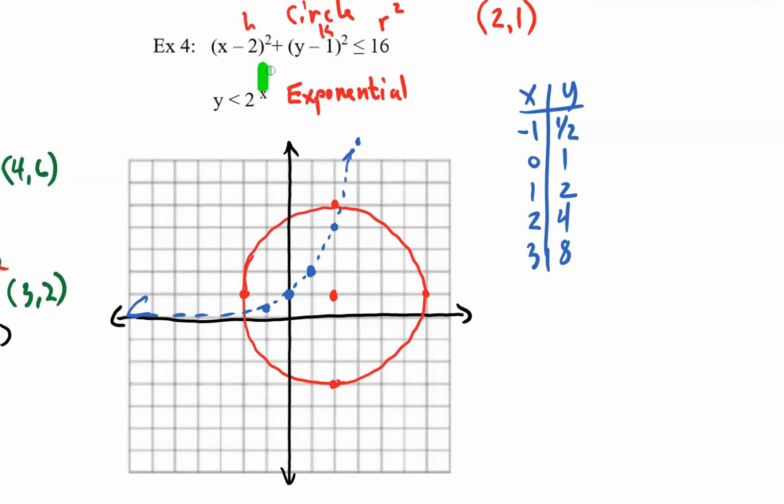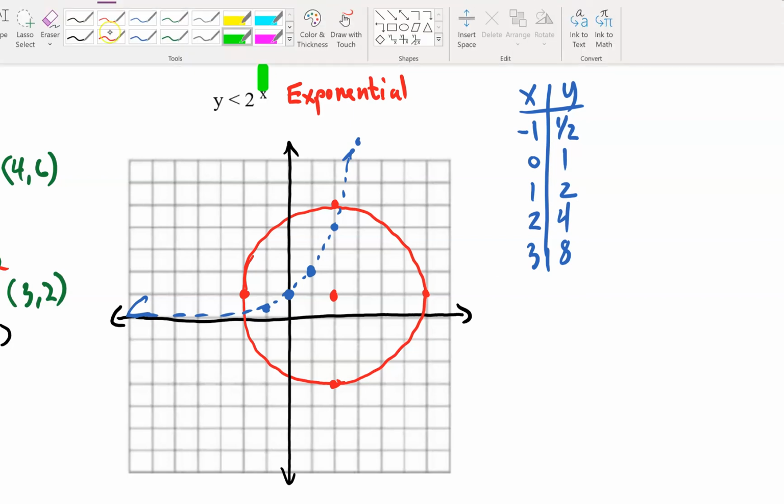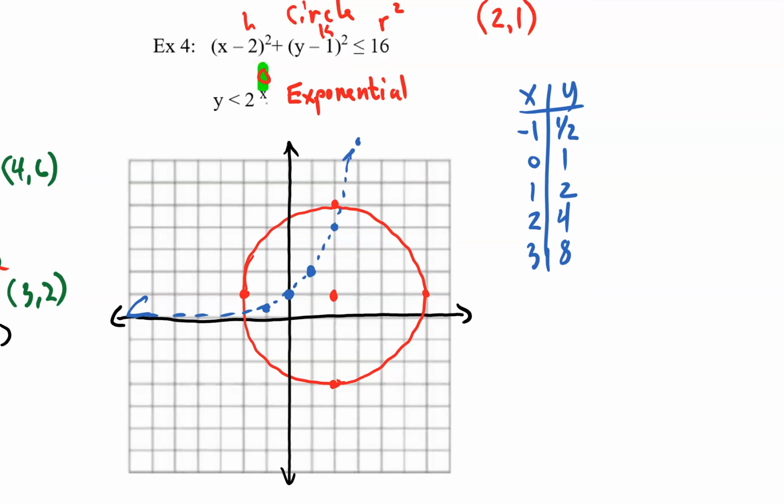If you put in 0 right here for x, 2 to the 0 is 1. Well, what is going on with this one? Actually, what did I just pick? I picked 0, 0. So this should be 0, sorry. And that means 0 is less than 1. That is true. So if it's true, that means we're in the shaded region.